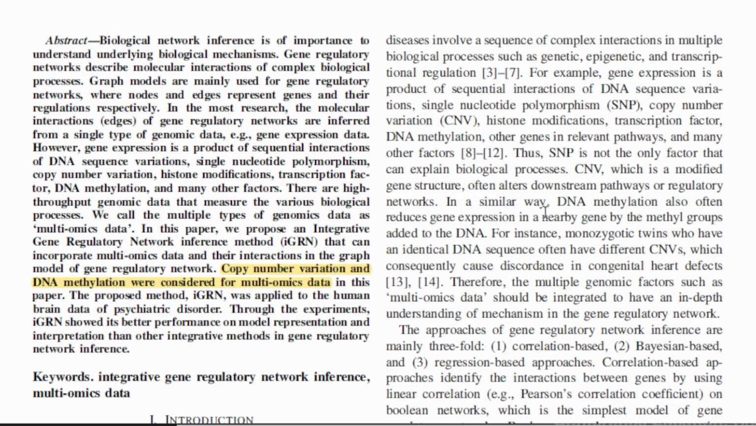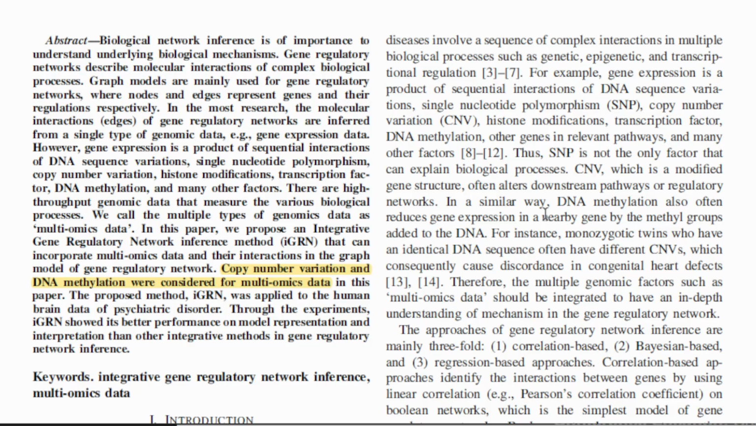For instance, monozygotic twins who have an identical DNA sequence often have different CNVs, which consequently cause discordance in congenital heart defects. Therefore, the multiple genomic factors such as multi-omics data should be integrated to have an in-depth understanding of mechanism in the gene regulatory network. The approaches of gene regulatory network inference are mainly threefold: 1.